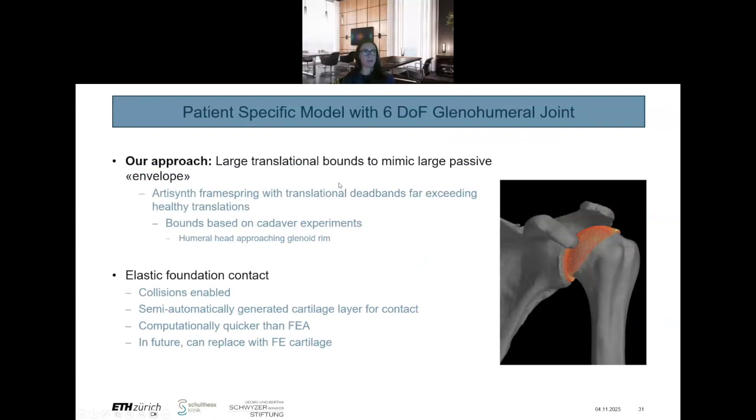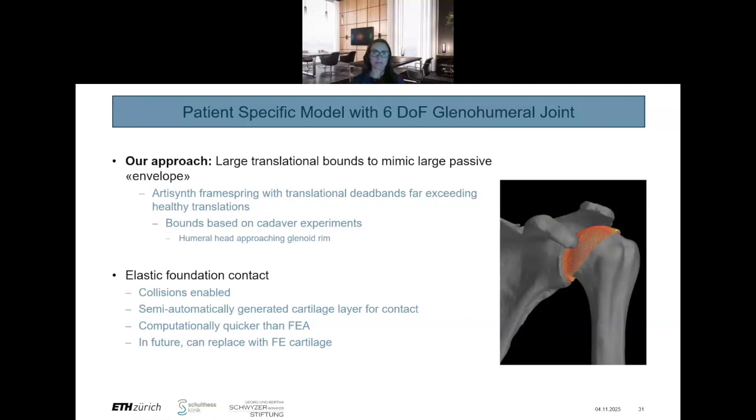So we put very, very large bounds to mimic the passive translations. And by large, I mean essentially what we were seeing in that biplane video earlier of the patient subluxing the humeral head. So the center was really able to go all the way to the glenoid rim. And we implemented this in RDSynth with a frame spring with translational deadband. So that basically means it's able to translate without any resistance within the glenoid cavity. And then once it approaches the rim, then we apply the forces.